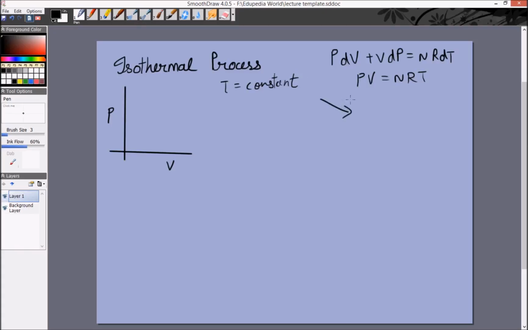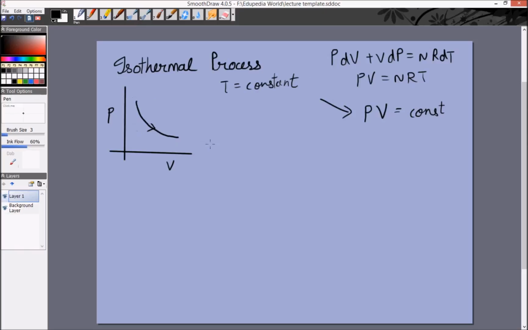The isothermal process equation is PV equals constant, and the equation PV equals constant is a hyperbola, and it goes like this. Let's say in this direction. So as the volume is increasing, the pressure is decreasing. What is the slope of this curve?